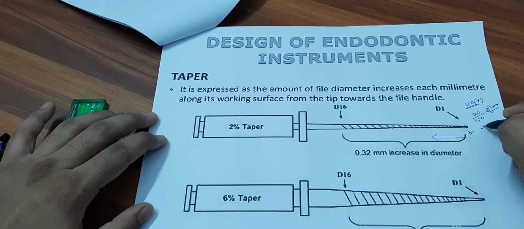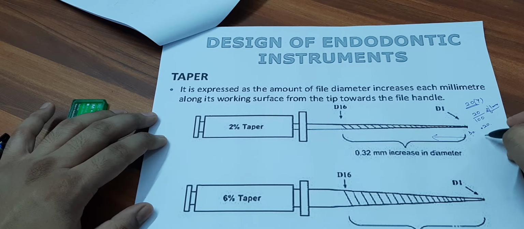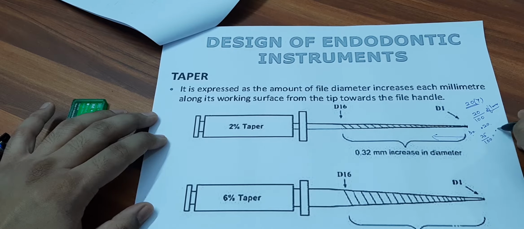That gives us 0.20. A number 25 file will be 100th of a millimeter, that is 0.25.